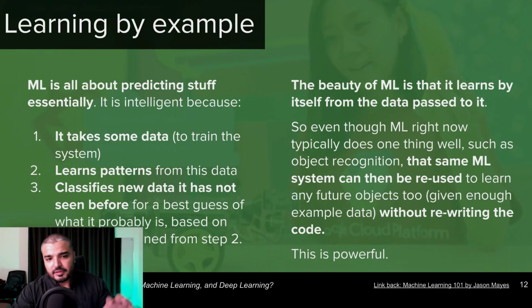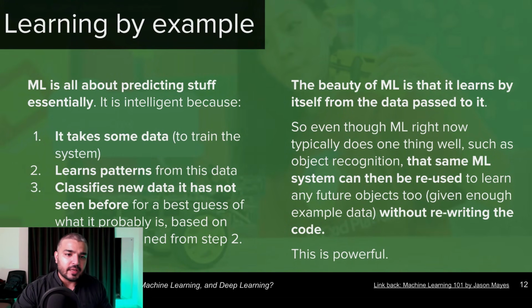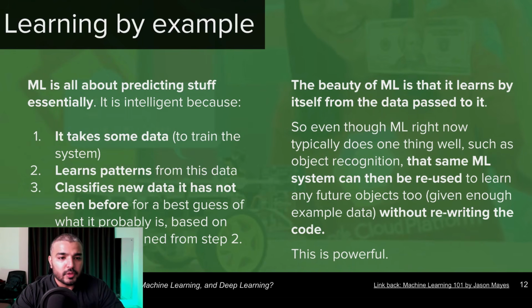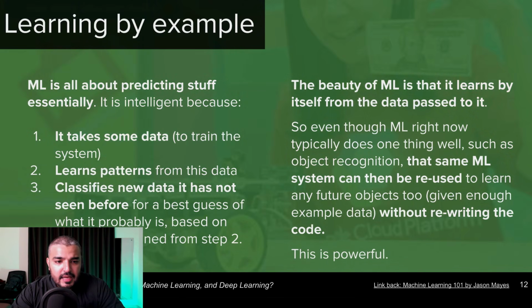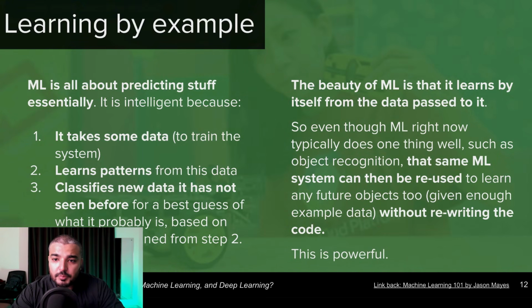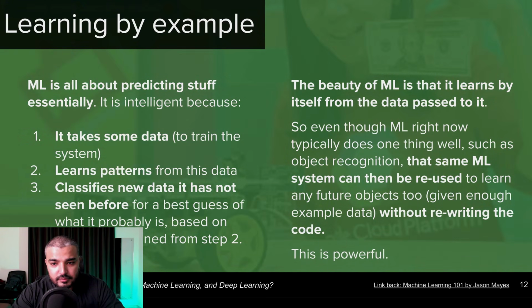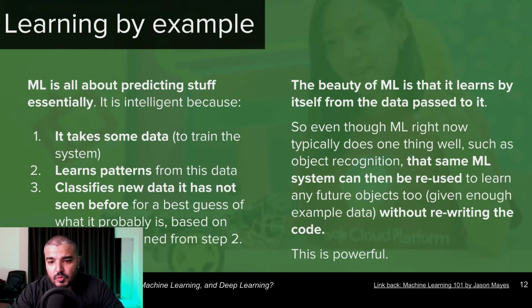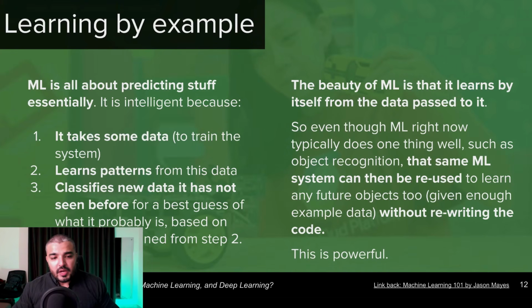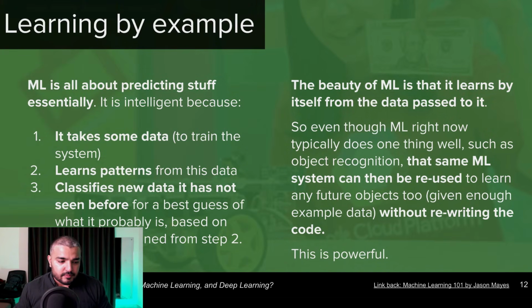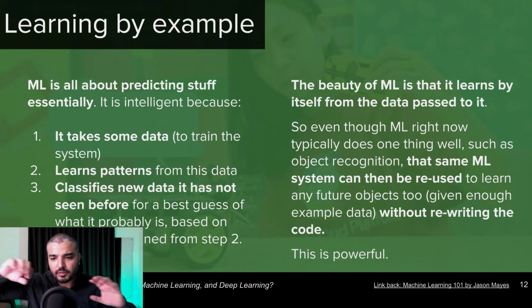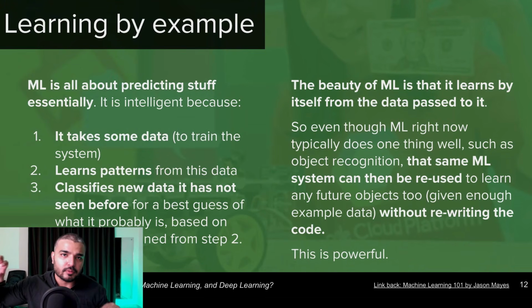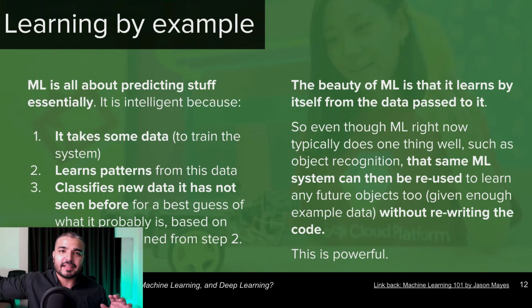And the stuff that we just discussed about the data and finding patterns is just listed here in a more verbose way. So it takes some data, learns patterns, and classifies new data it has not seen before. That's also something that we'll be talking about just in a bit. The beauty of ML is that it learns by itself from the data passed to it. So just imagine you have been given a few dots that have been scattered across a two-dimensional space or a graph, and you just have to draw a straight line.